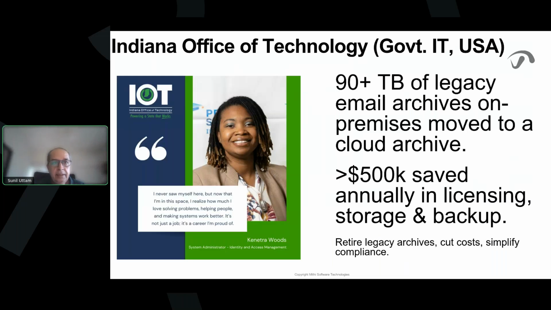This is the Indiana Office of Technology, Government IT, USA. They had 90 TB of legacy email archives in an on-premise setup, NAS, SAN, whatever. They moved it to the cloud and saved more than $500,000 annually in licensing, storage, and backup. So keeping things on premise is not always cheaper. They require maintenance, disaster recovery, and teams to monitor security, including physical security. All those things are huge problems. Now, $500,000 is a huge amount of money to save, right?